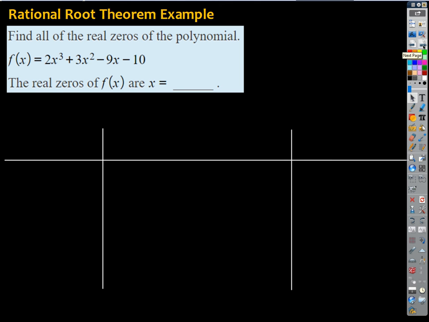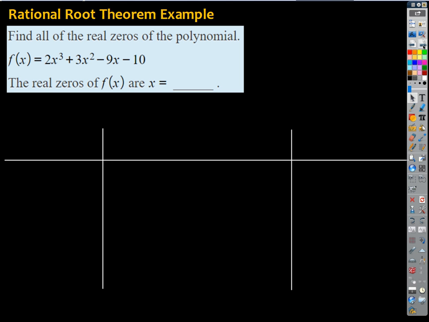Well, okay, so the leading coefficient is 2, right? What are the factors of 2? 1 and 2. So we know that if we have rational zeros of this function, the denominator has to either be a 1 or a 2. Okay, guaranteed.